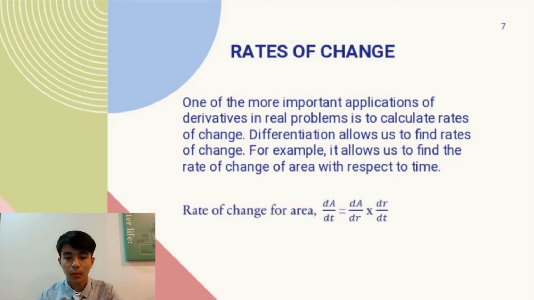Next, I will tell about rate of change. One of the more important applications of derivatives in real problems is to calculate rate of change. Differentiation allows us to find rate of change. For example, it allows us to find the rate of change of area with respect to time. Rate of change for area: dA over dt equals dA over dr times dr over dt.